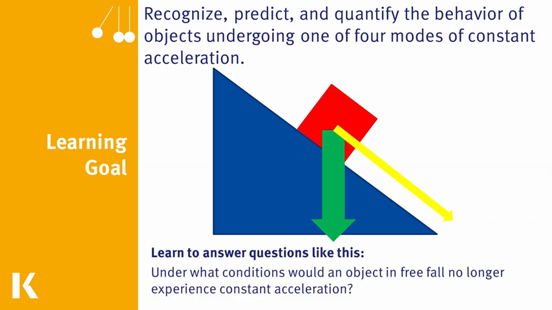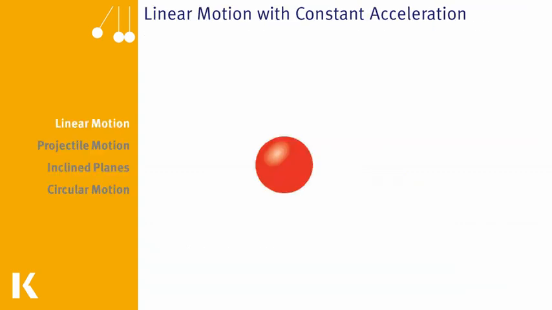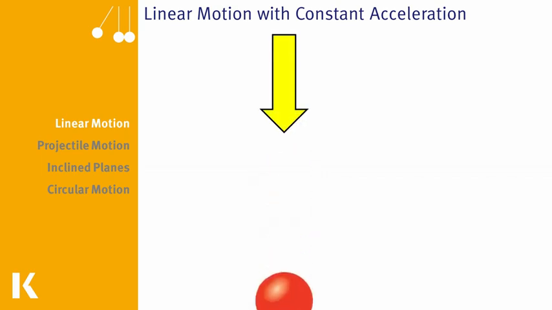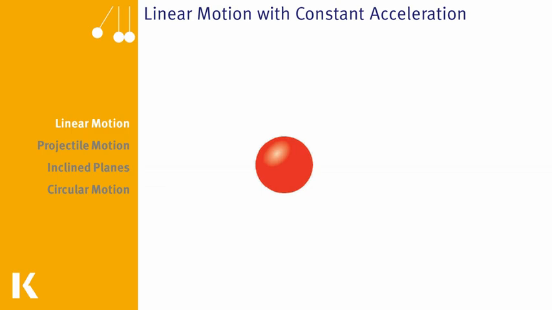Along with the common inclined plane you see on your screen, you may also be asked to navigate a question involving objects in free fall, as we'll see right now, in our overview of linear motion with constant acceleration. As in the case of this ball moving downwards, when a force is applied, its acceleration vector points in the same direction as its velocity vector. In other words, it accelerates in the same direction as it moves.